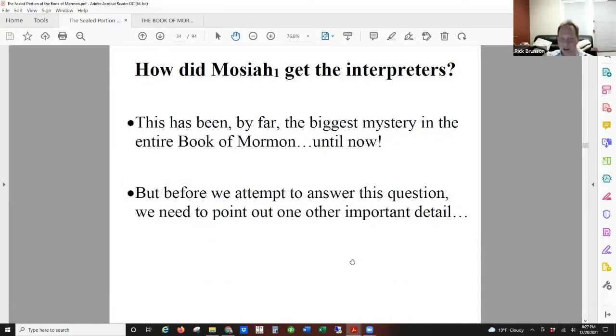How did Mosiah the elder get the interpreters? This has been by far the biggest mystery in the entire Book of Mormon, in my opinion. Until now, I think we've kind of figured out how he got them. But before we attempt to answer this question, I have to point out one other important detail.